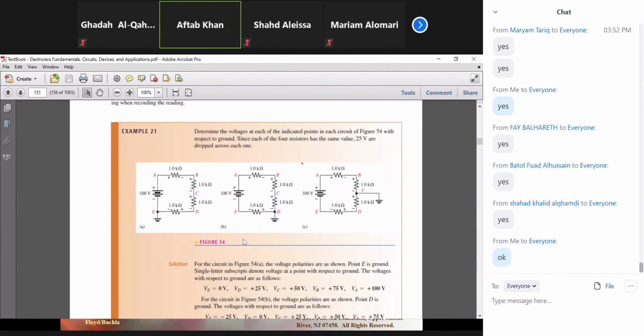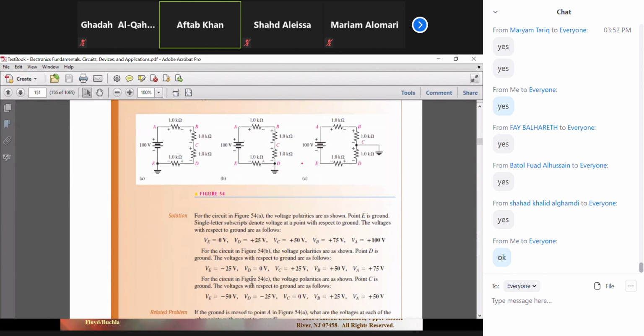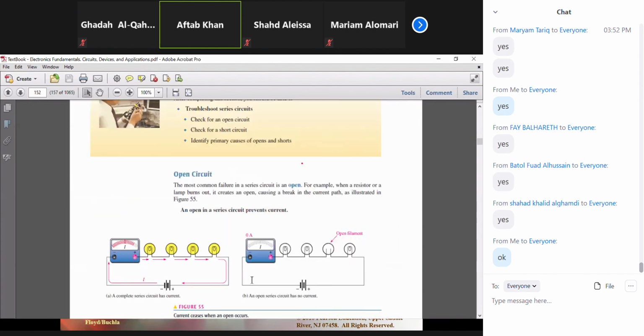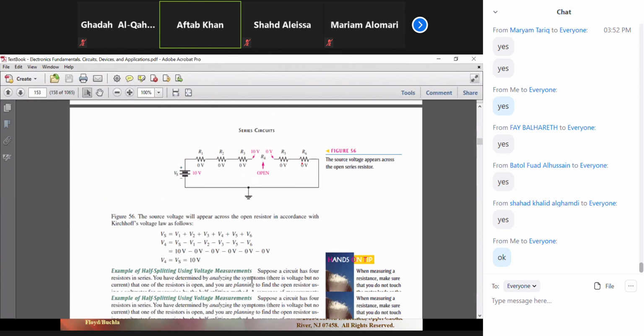So with respect to ground, these types of questions you can leave for now because I am not sure whether other teachers are teaching it or not. They are not teaching, so we can leave it.